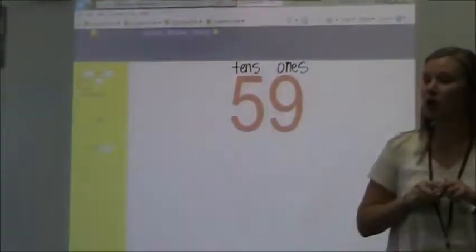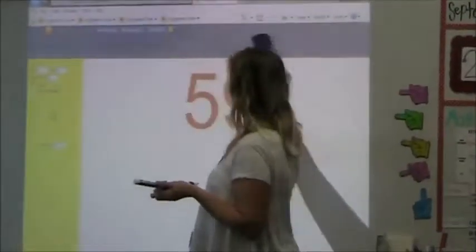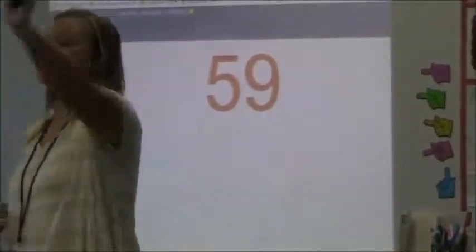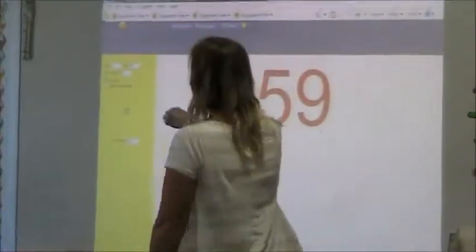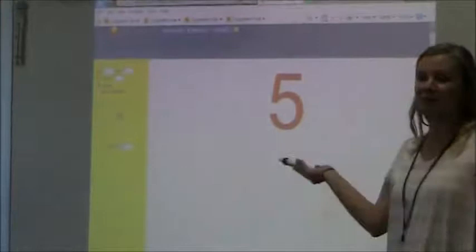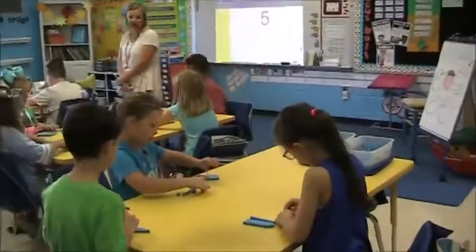Okay? So, I'm going to magically generate a number, and you're going to make that number with your tens and ones. And then I'm going to call a group to come up here and show me with the marker. Okay? Here we go. Magic pen. Oh, number 5. That's a good number to start with. Quick, quick, quick. Make the number 5.